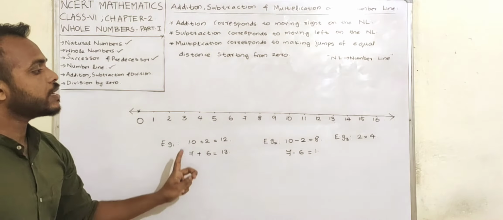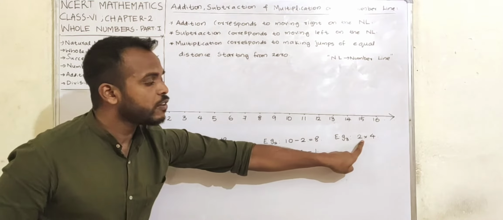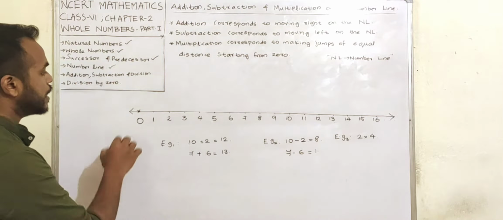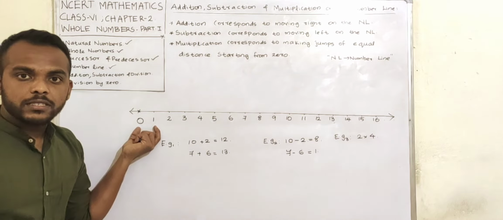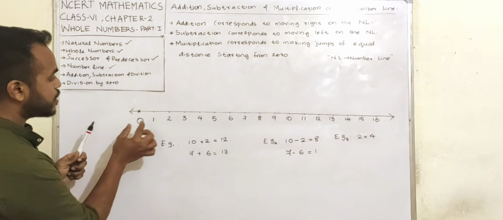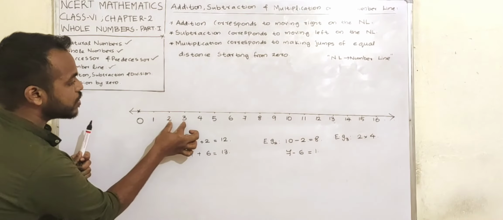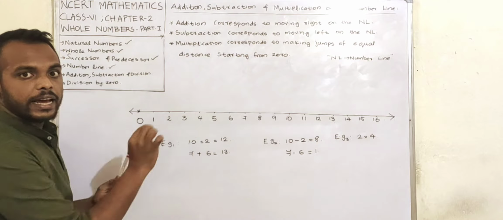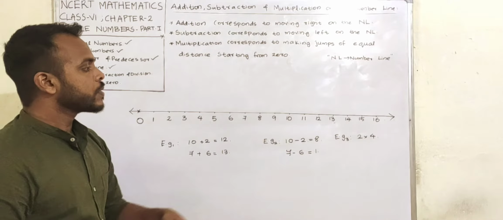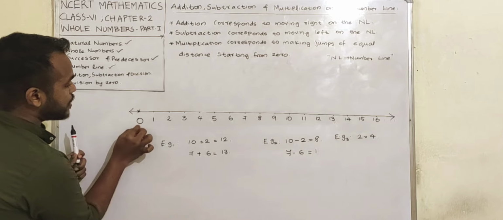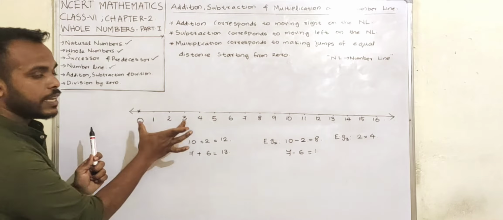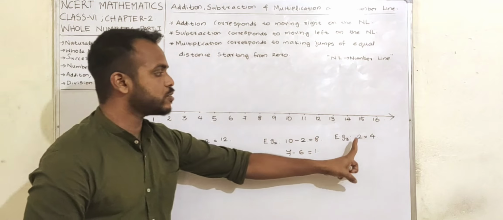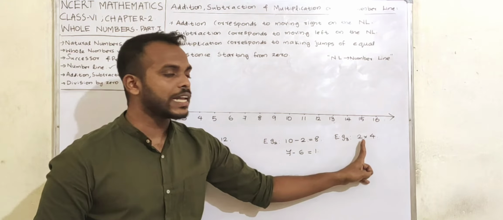So I am going to make 2 jumps of 4 units. A unit means the distance between two adjacent numbers. This is 1 unit, 1 unit, 1 unit, 1 unit. Every point is 1 unit. Now, what is the distance between 0 and 2? It is 2 units. 0 and 3, 3 units. Now the question is to find the value of 2 times 4.